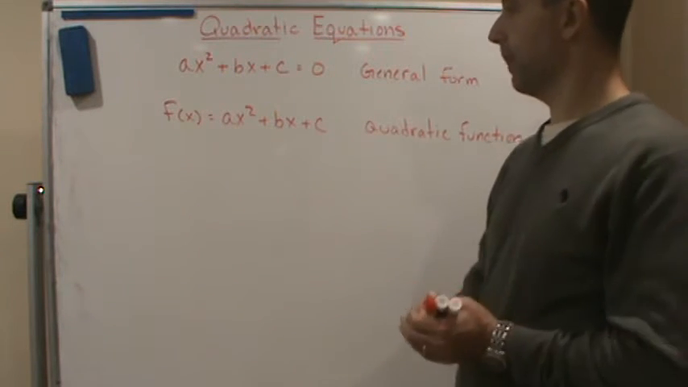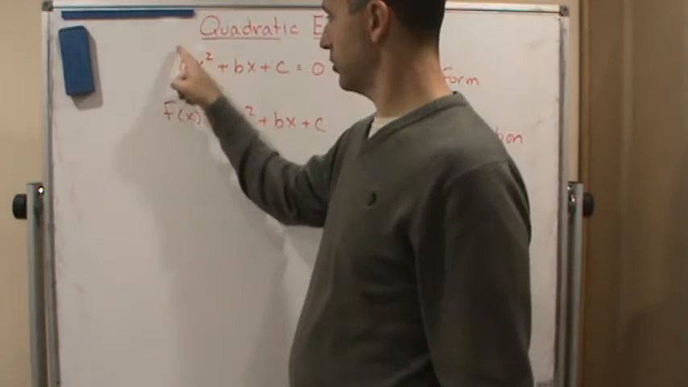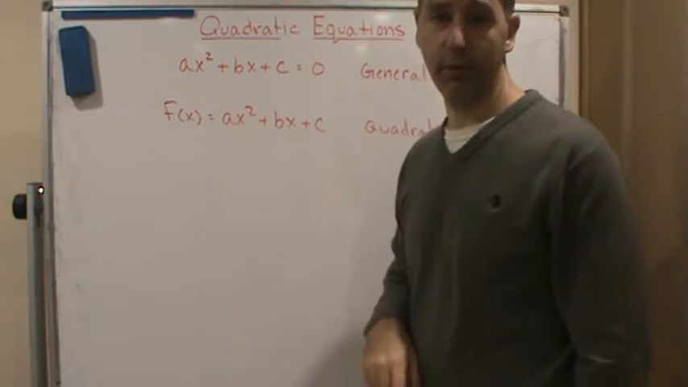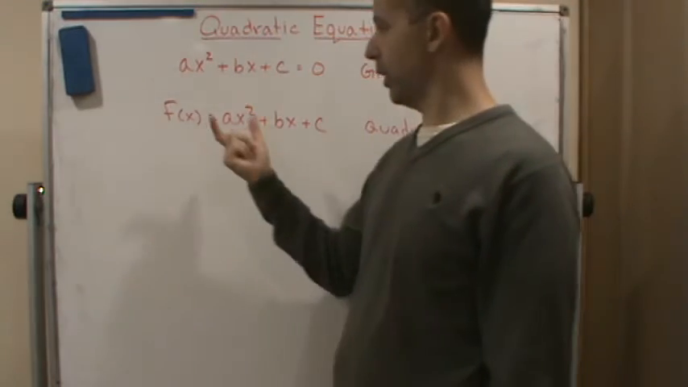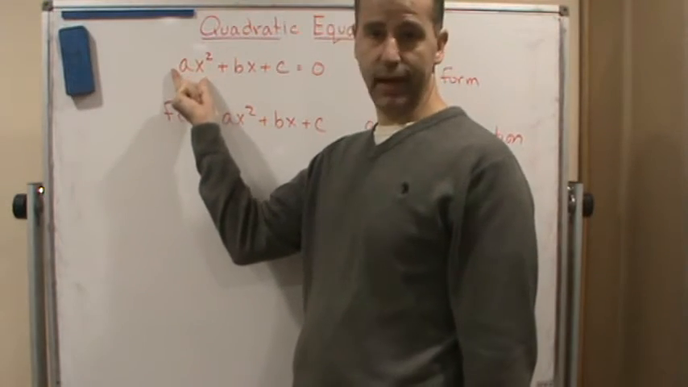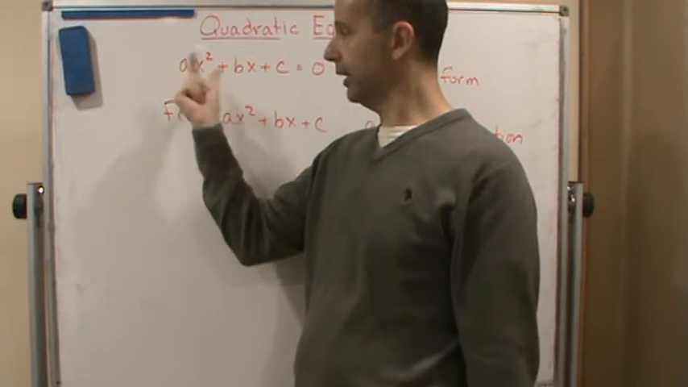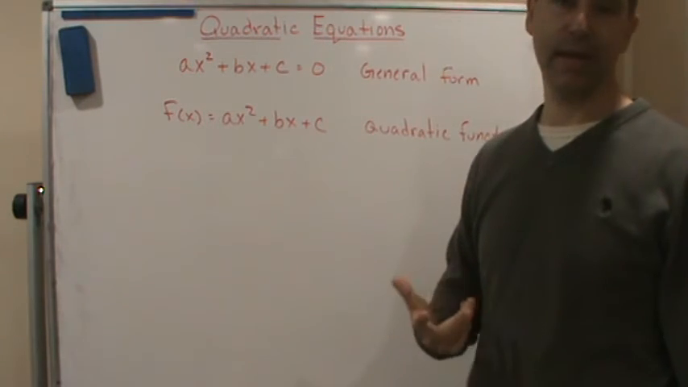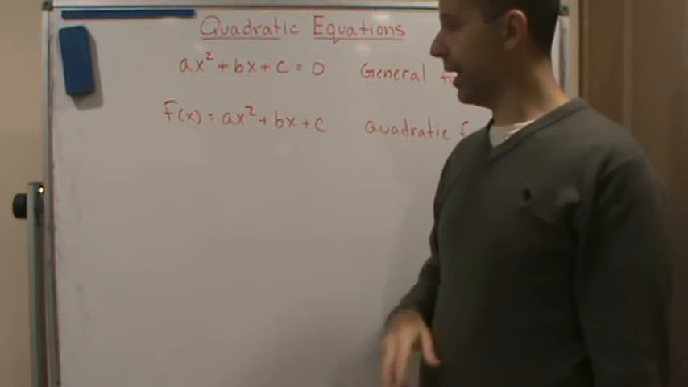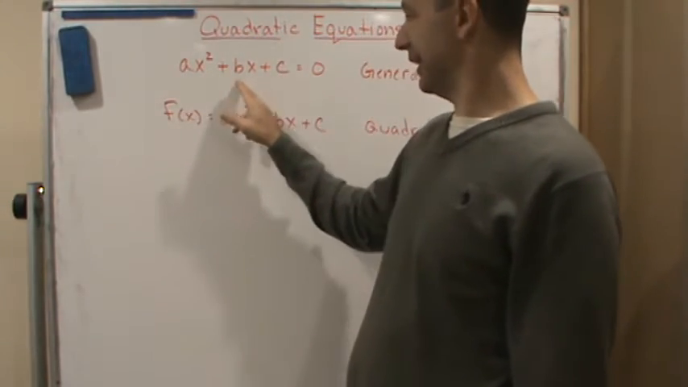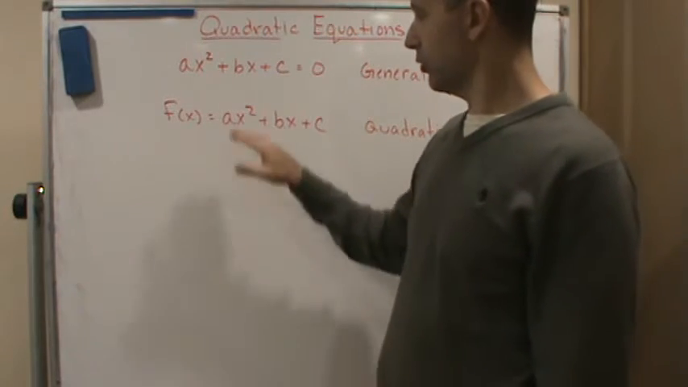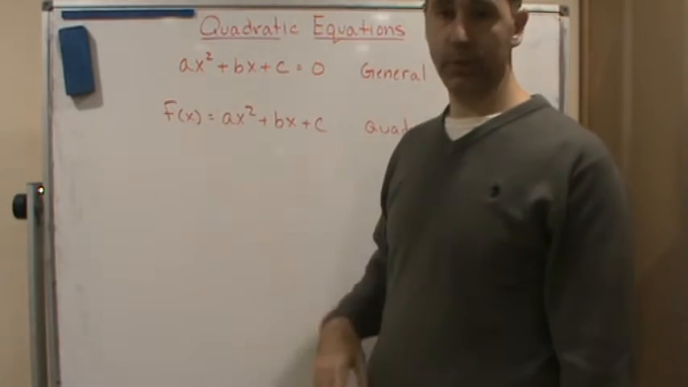This term here distinguishes it from other types of equations, and so quadratic equations must have this x squared term. If it doesn't have an x squared term, then it's not a quadratic. So that means a cannot equal 0, but b and c can equal 0. You don't need these two terms in order to have a quadratic.